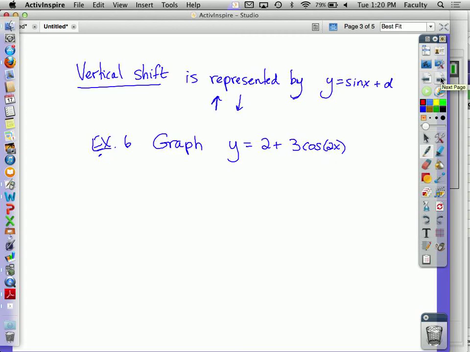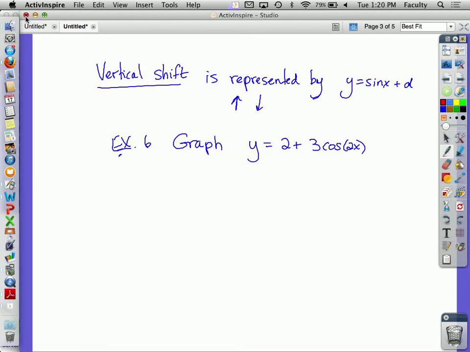All right, a vertical shift. A vertical shift is represented by y equals sine x plus d. Now that d is not inside with the x. It's not inside the sine function. And that's an up-down.